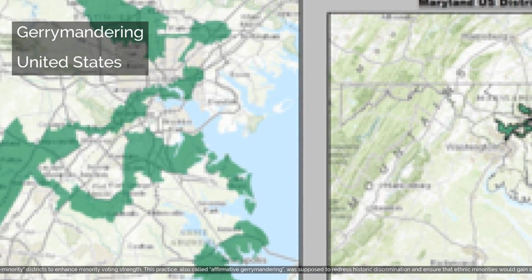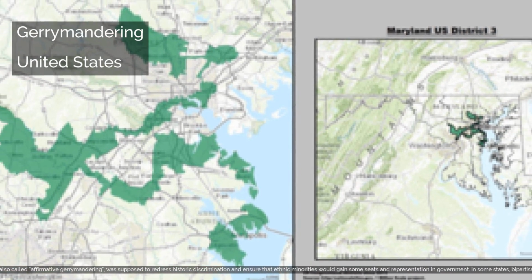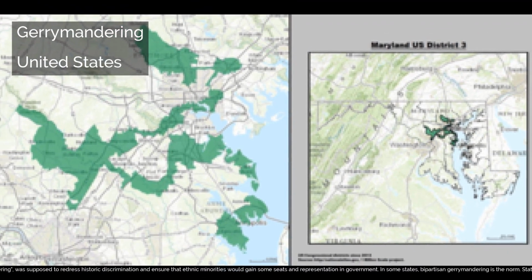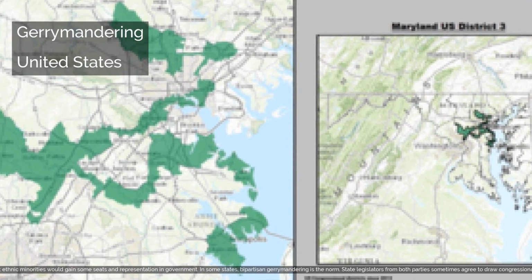In some states, bipartisan gerrymandering is the norm. State legislators from both parties sometimes agree to draw congressional district boundaries in a way that ensures the re-election of most or all incumbent representatives from both parties.